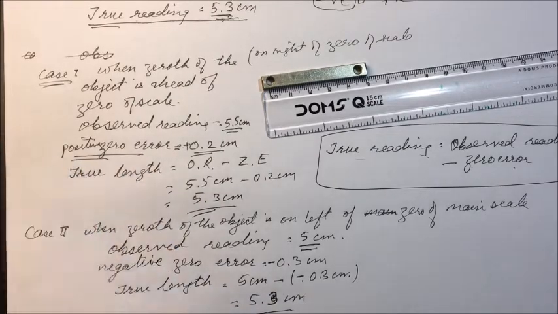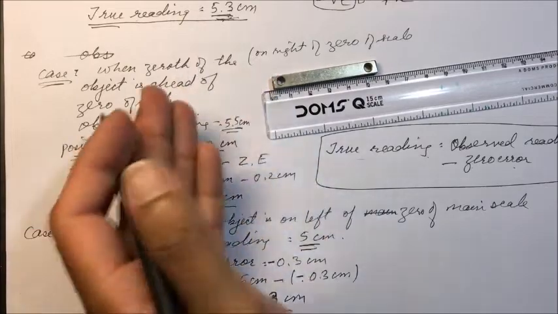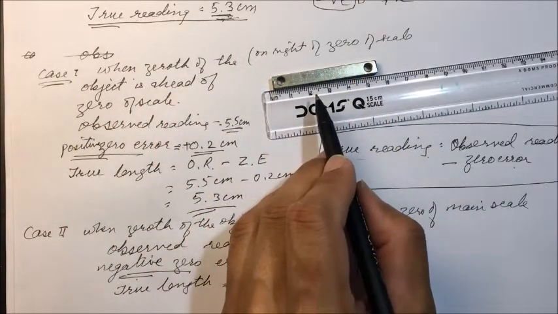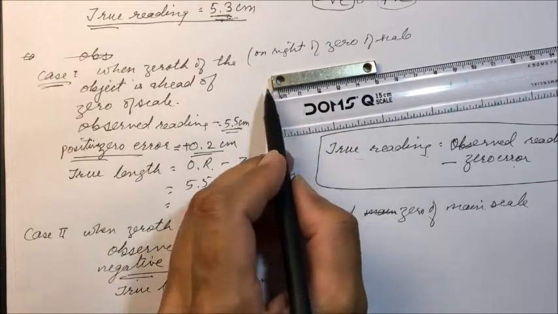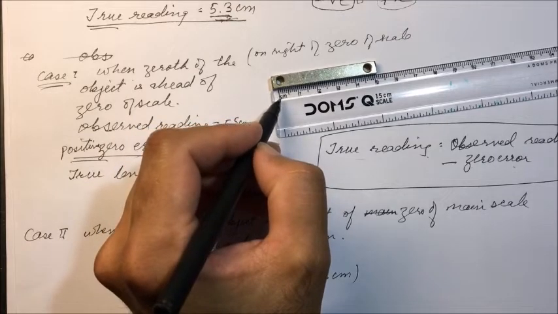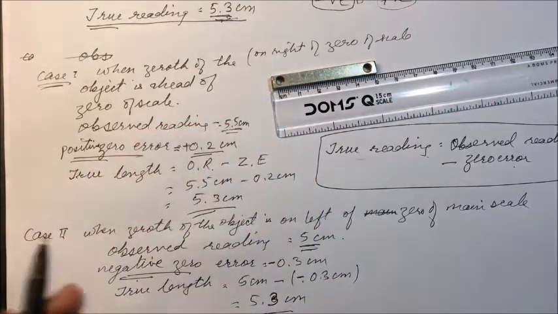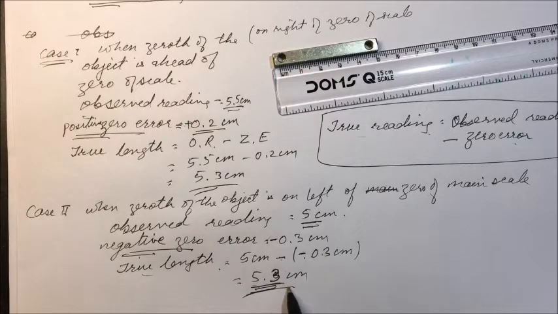So positive zero error and negative zero error. We have two kinds of zero error. If the zeroth of the object is lying ahead of the zero of the scale, that is on the right side, we have positive zero error. When the zeroth of the object is lying on the left side of the zero of the scale, we call it negative zero error. For negative zero error, we put the sign minus, and then we subtract it. So negative zero error got added, and we are getting the true length.